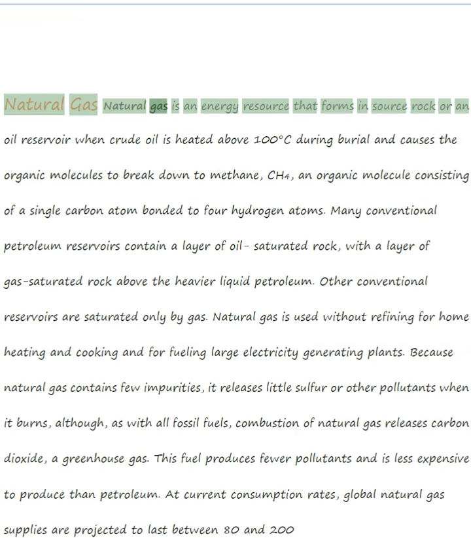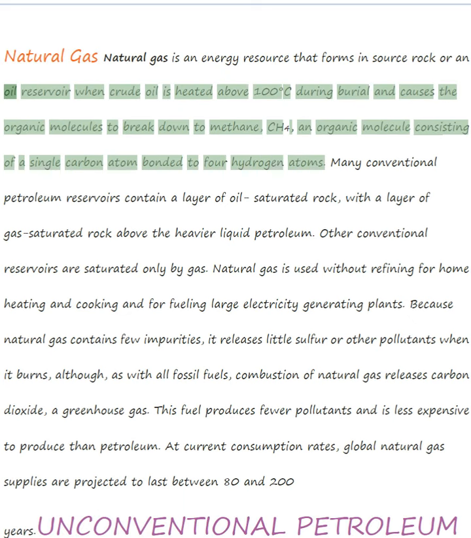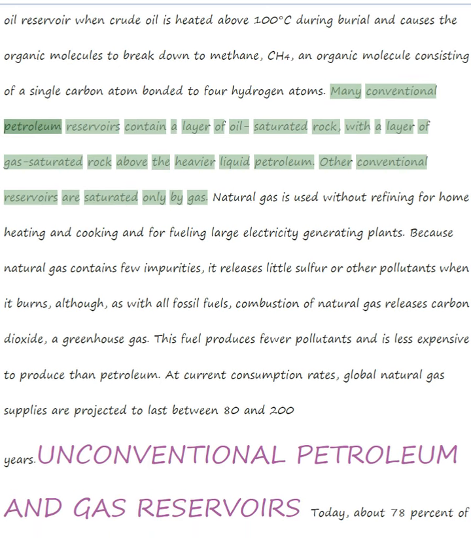Natural gas is an energy resource that forms in source rock or an oil reservoir when crude oil is heated above 100 degrees Celsius during burial and causes the organic molecules to break down to methane, CH4, an organic molecule consisting of a single carbon atom bonded to 4 hydrogen atoms. Many conventional petroleum reservoirs contain a layer of oil-saturated rock, with a layer of gas-saturated rock above the heavier liquid petroleum. Other conventional reservoirs are saturated only by gas.